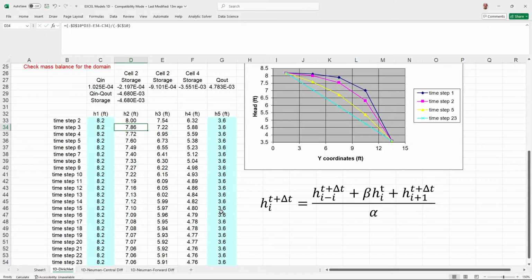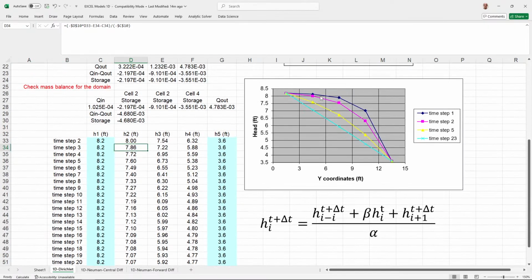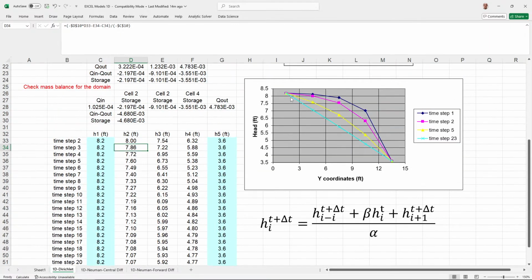And then you do this. And now here I'm plotting not all the time steps. I'm plotting time step one. So before time step one, you see how the head here is dropping gradually. Then at time step two, you see some slight drop in the head. At time step five, you see the head is dropping more.